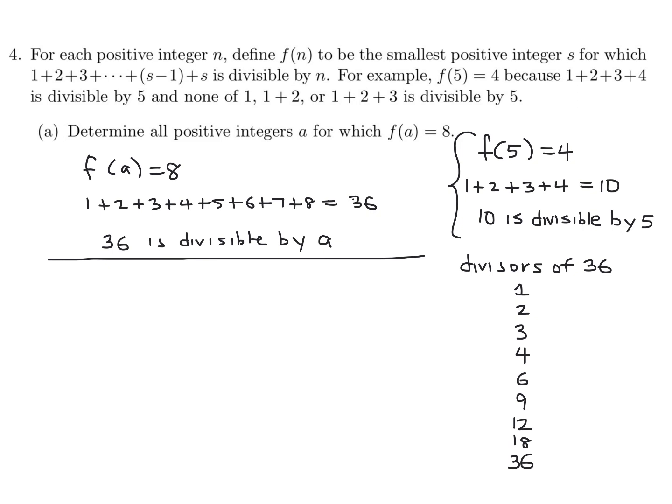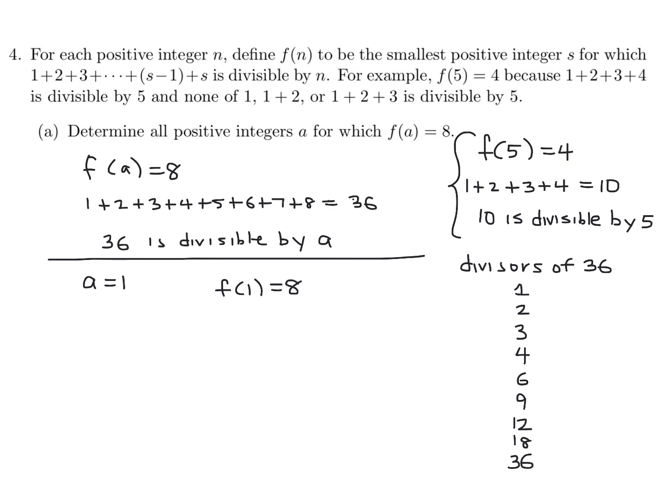And that's what I'll try to explain. Let's say I choose my first one, this one right here, and I say I think that a could be 1. Let's see if this works. If a is 1, that means that f at 1 is equal to 8. Right there. So let's see if this works.